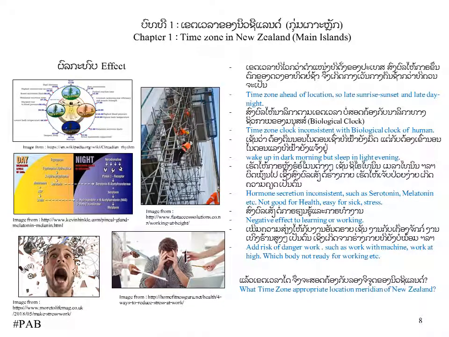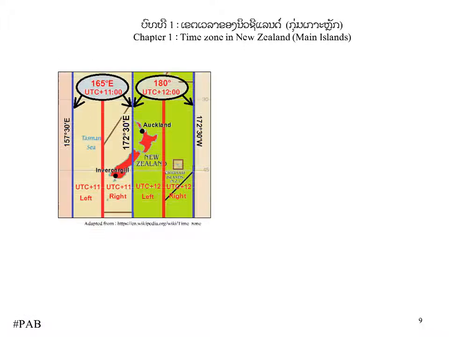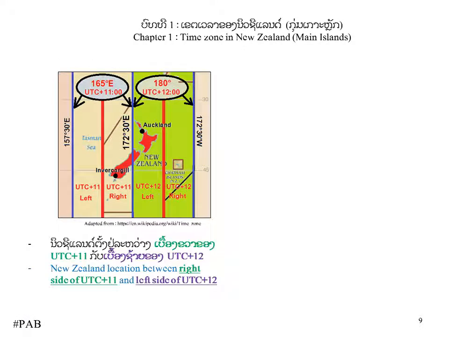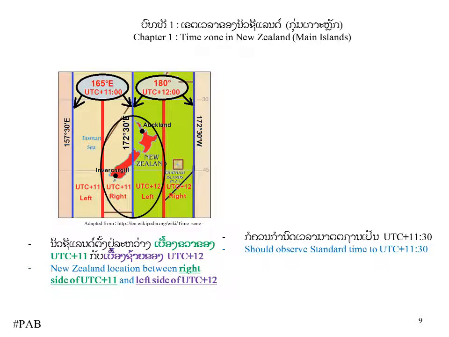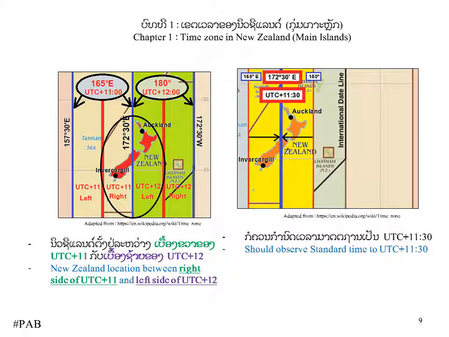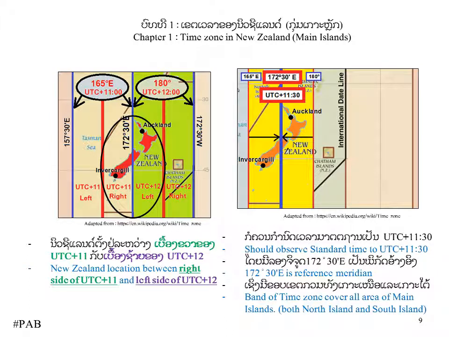What time zone is appropriate for the meridian location of New Zealand? New Zealand is located between the right side of UTC+11 and the left side of UTC+12. It should observe standard time of UTC+11:30. 172 degrees 30 minutes east is the reference meridian. The band of the time zone covers all areas of the main islands, both North Island and South Island.